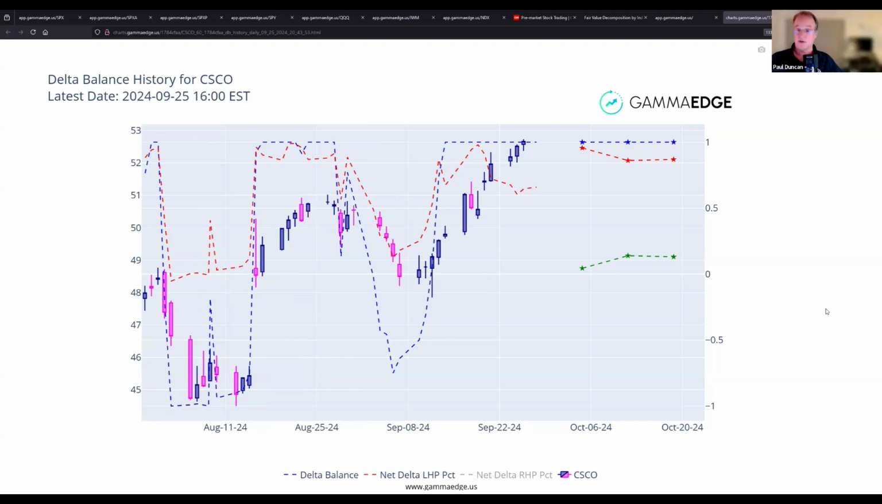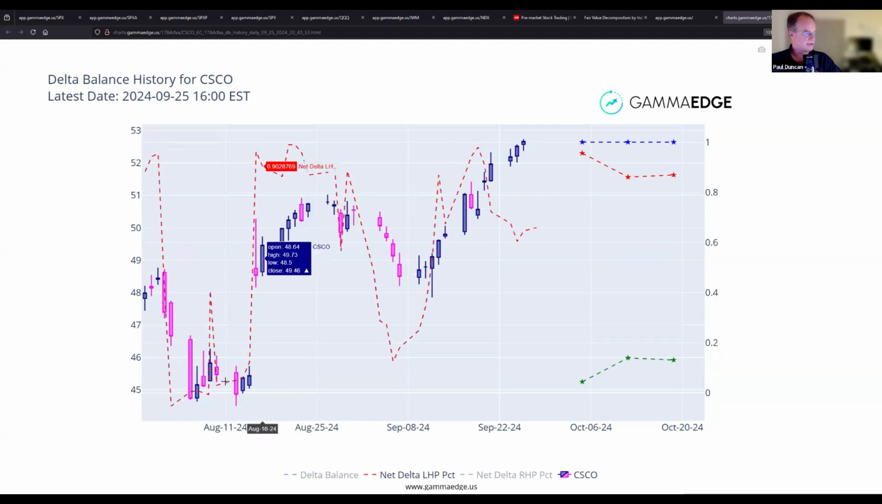So a zero value in the delta balance, like right here, is telling us that literally puts and calls in terms of their net delta are balanced. You're literally the fulcrum of the teeter-totter going back and forth, with the zero value right at the middle there. You can see as DB took off here, and let's turn off DB and look at what happened here.